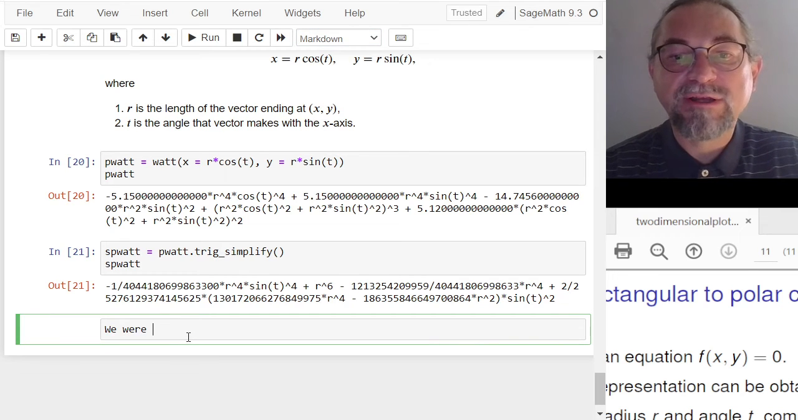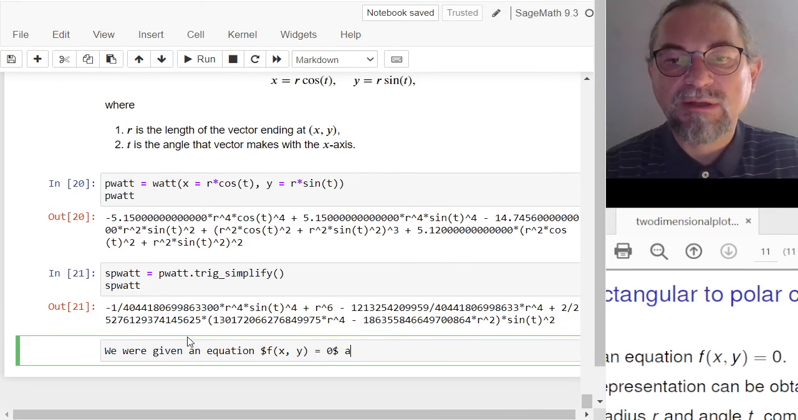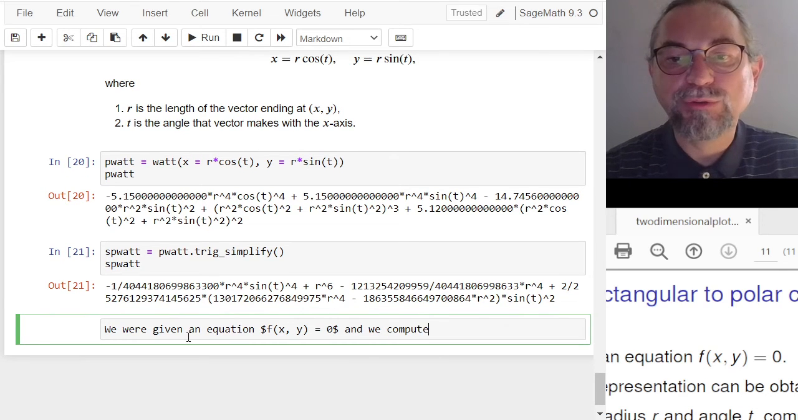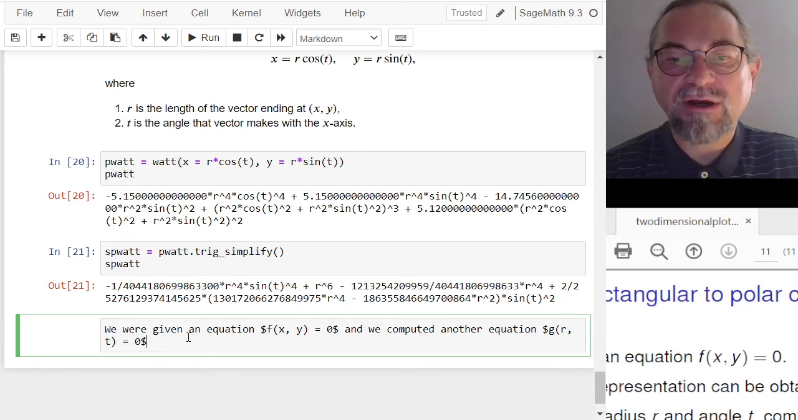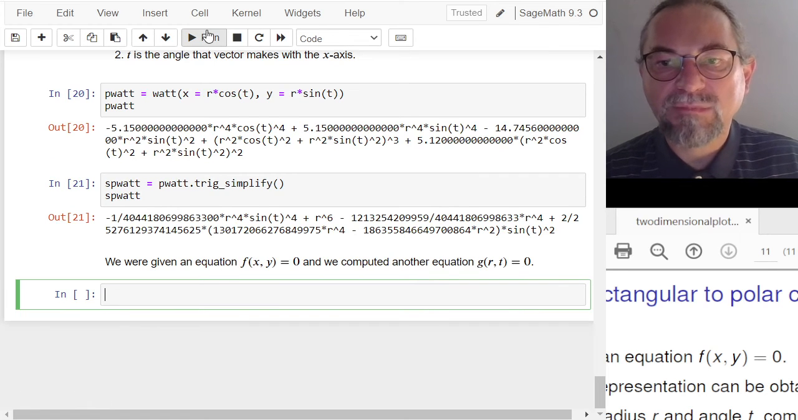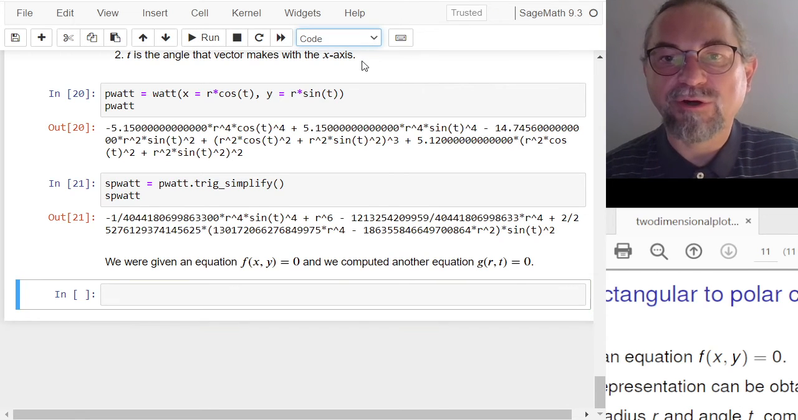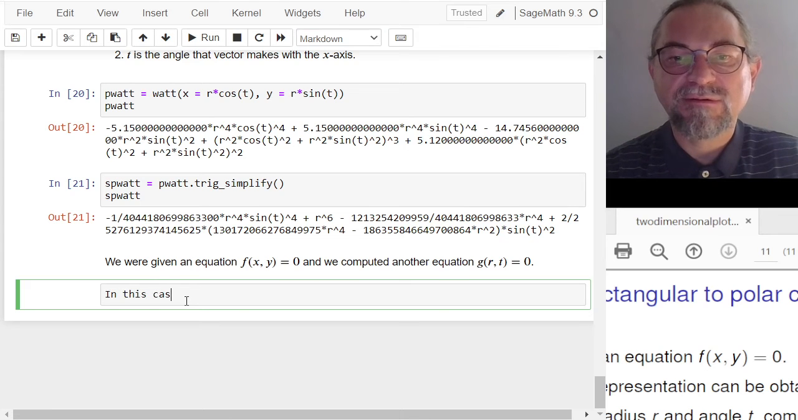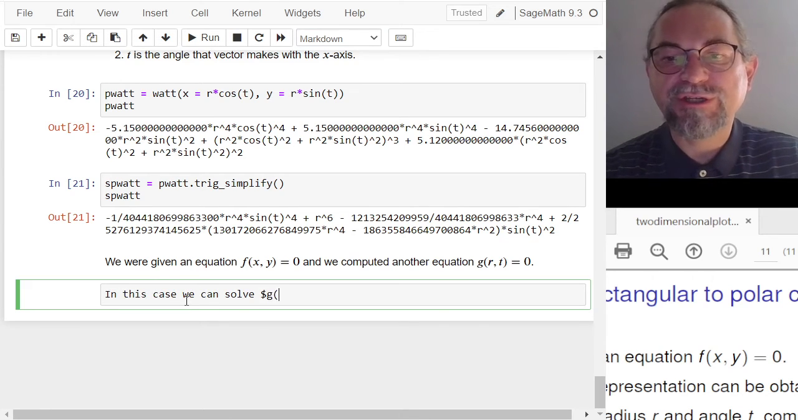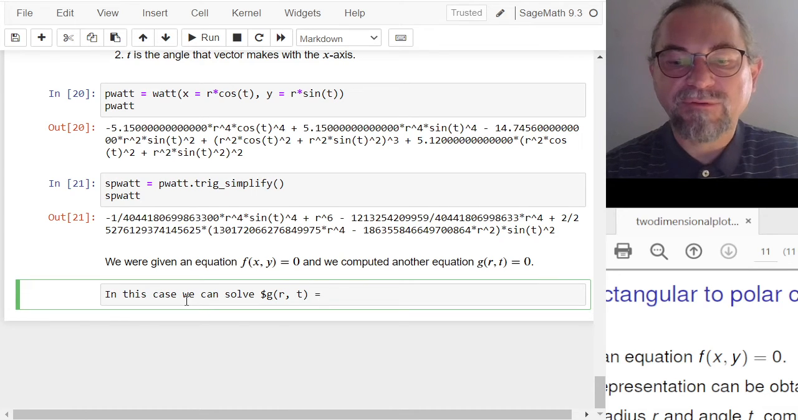So we were given an equation, and we deduced, or we computed, another equation, but now in the r and the t. So if you wanted to solve y function of x, this did not work, but in this case we can solve g, that function, for r, and thus express the radius as a function of t.